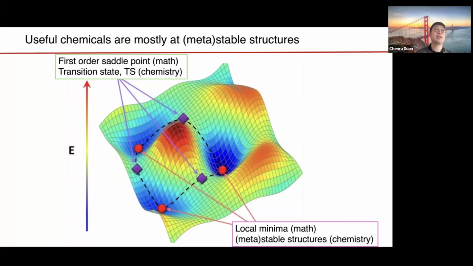And along the way, we usually have a first order saddle point, which is characterized as the transition state in chemistry, that usually gives us the energy barrier between the transformation from one state to another, and governs the kinetics of those chemical reactions.